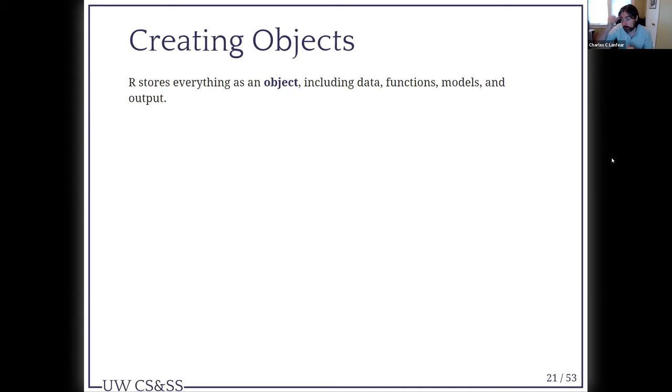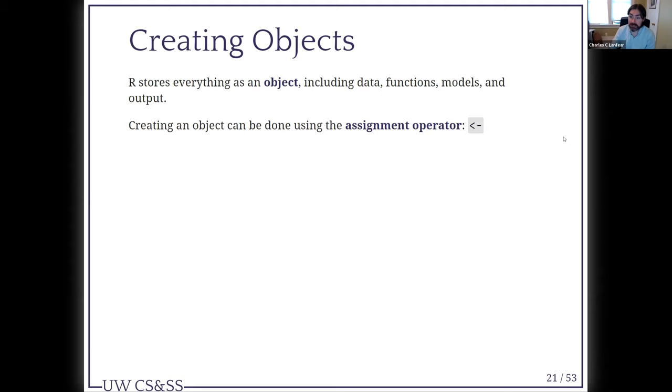Objects include literally everything you encounter in R. Every function, every statistical model, every piece of data, plots even, are all objects. So if you're going to use R, you need to know how to use and create objects. So you create an object in R using the assignment operator. Bold means it's important. The assignment operator is the less than sign followed by the minus sign. It is a little arrow pointing to the left.